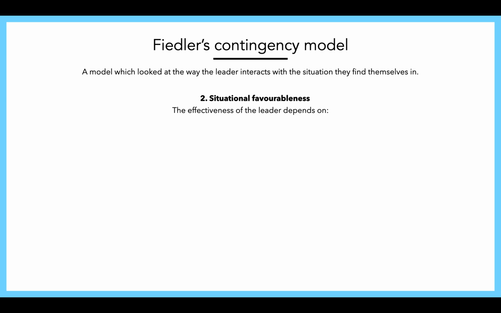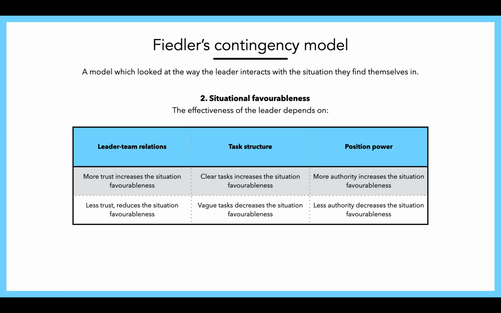Okay. Now the effectiveness of the leader, and remember you can either be person orientated or task orientated. The effectiveness of how you lead, your leadership skills, will be dependent upon three factors according to Fiedler. So we had leader-team relations. This focused on the trust between you and your teammates, you and your players, you and your athletes. The more trust increases the situation favourableness. Okay? The less trust you have reduces the situation favourableness. Okay? So more trust, the better the situation, more favourable for this.